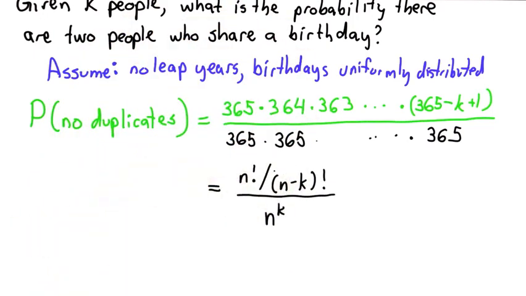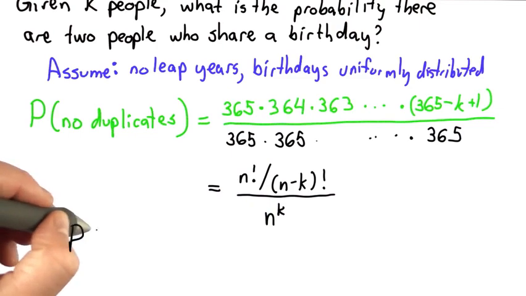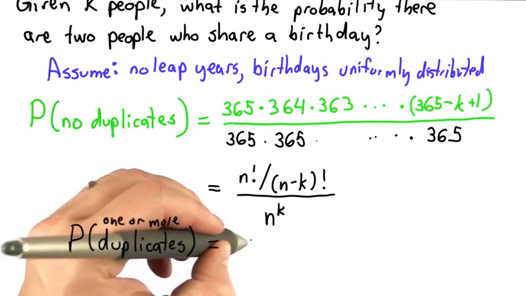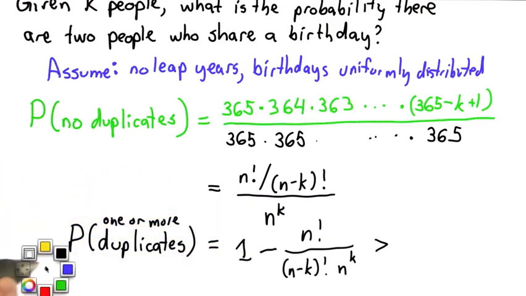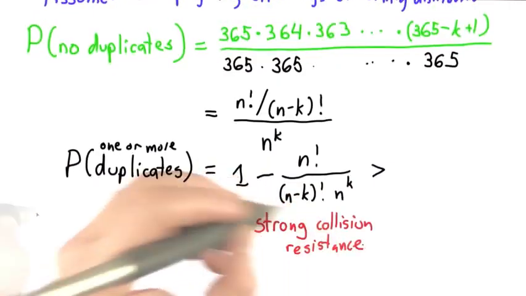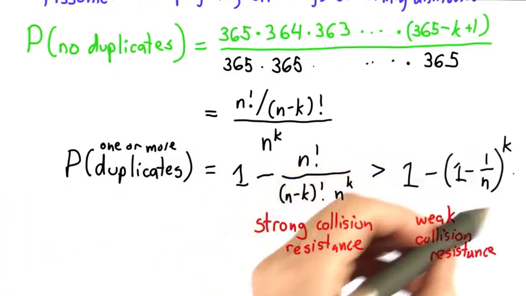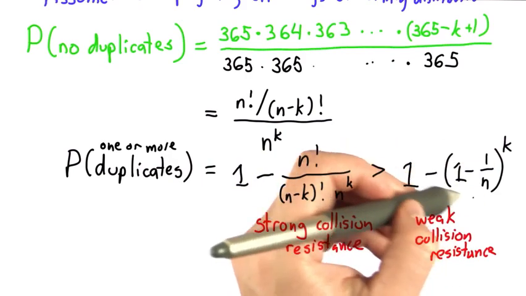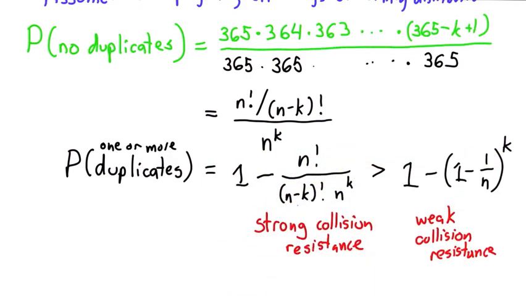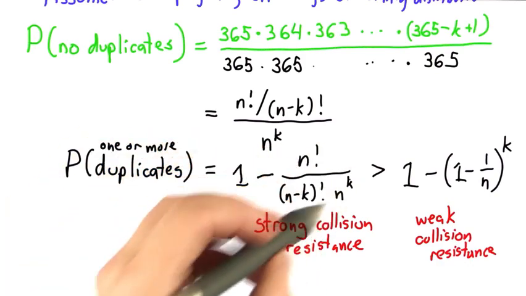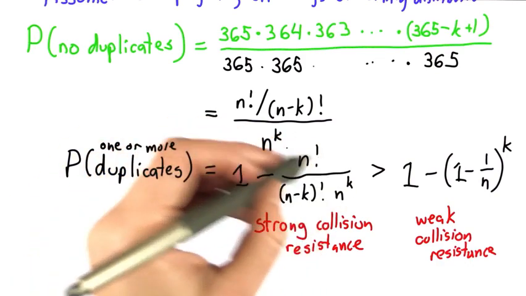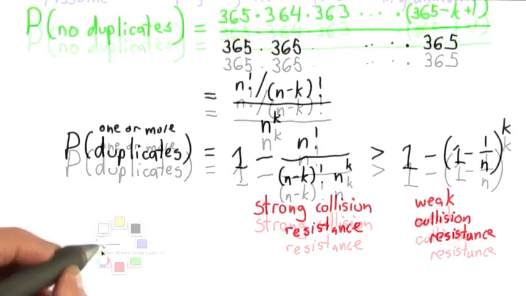N is the number of possible days, or the number of possible hash outputs. K is the number of trials. And so our probability that there are duplicates is just 1 minus this. This is what we need for strong collision resistance. It's higher than what we needed for weak collision resistance, which was 1 minus 1 over n to the k. To actually compute this, these numbers would get really big if we tried to compute the factorials.